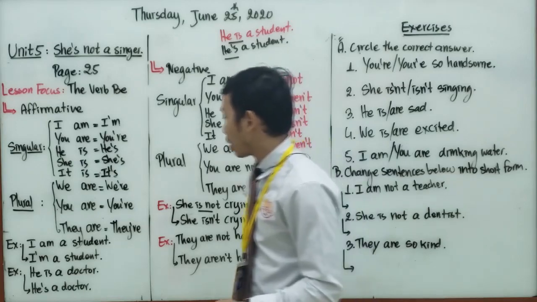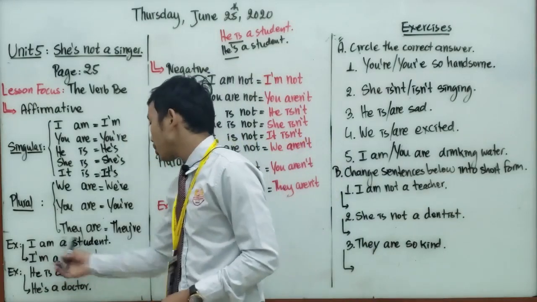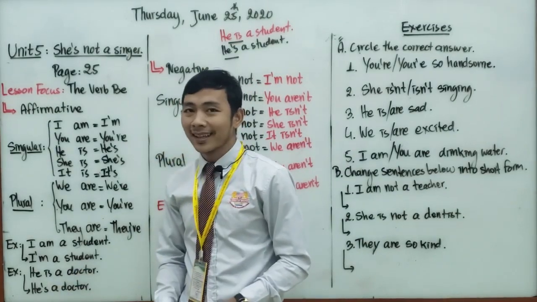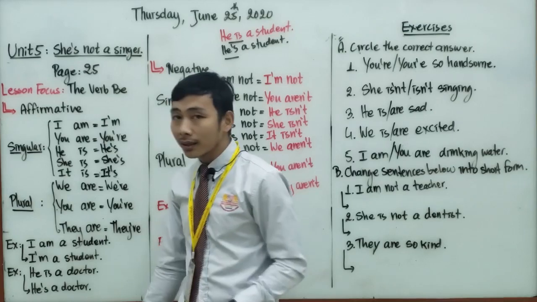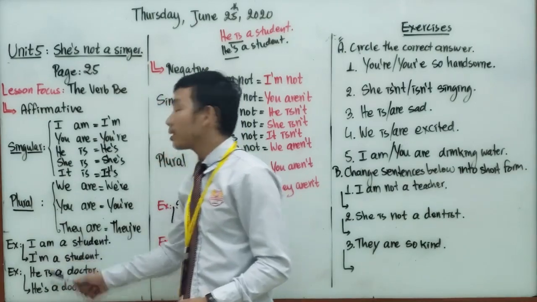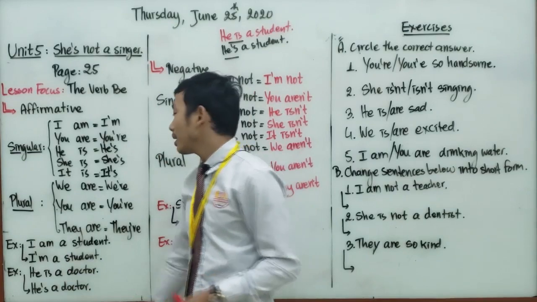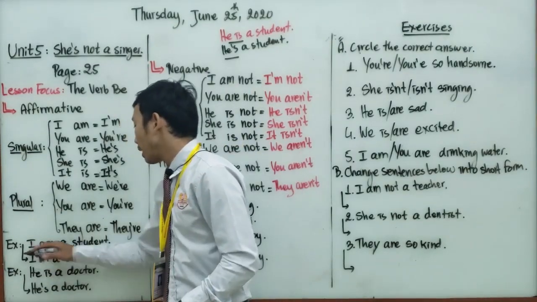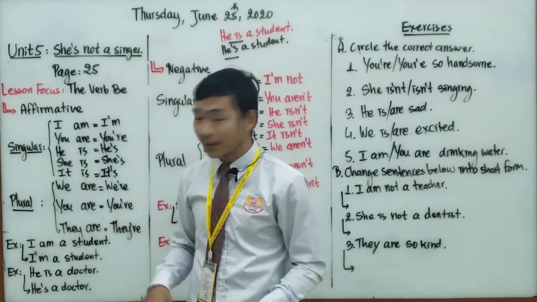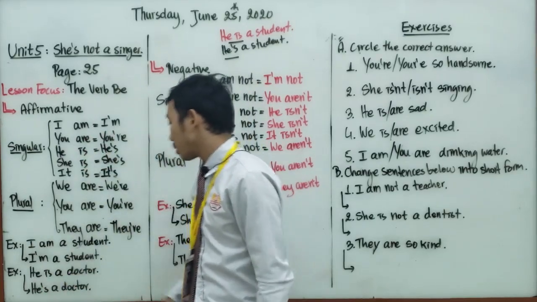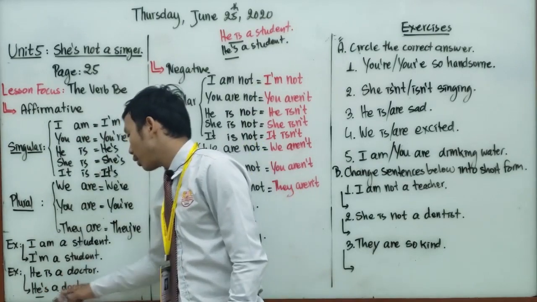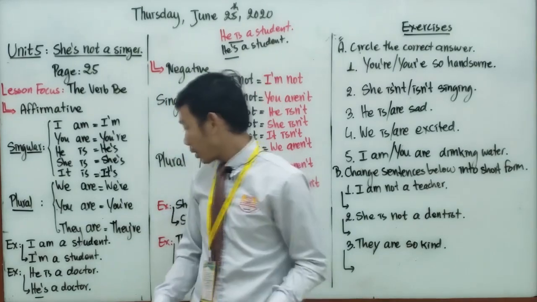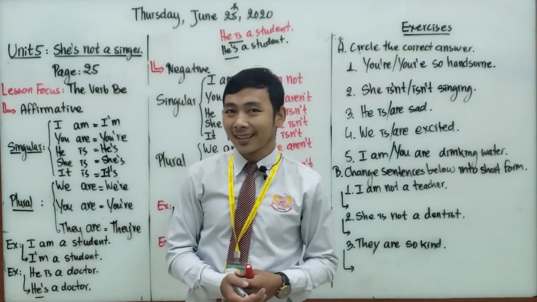Okay, look at an example altogether. I am a student. I am a student. So you can write another form: I'm a student. Okay, and you cannot say I are a student, and also you cannot say I is a student. But you can say I am a student, I'm a student. Why can you write I'm a student? Because I am equals I'm. Right? Good. One more. He is a doctor, and then you can write another way: he's a doctor. Okay? Very good.